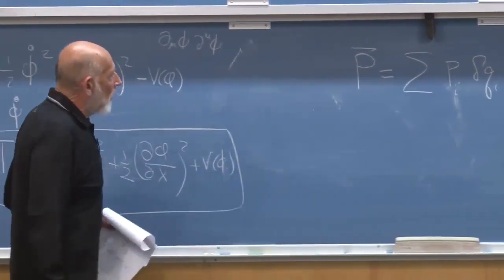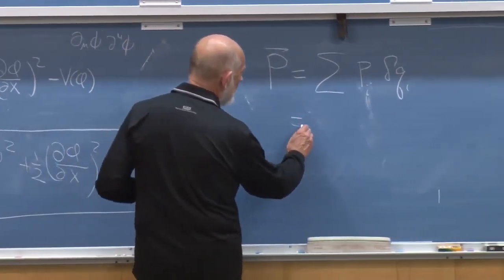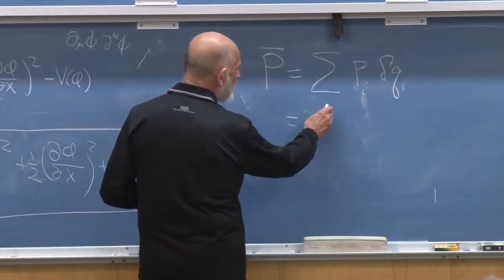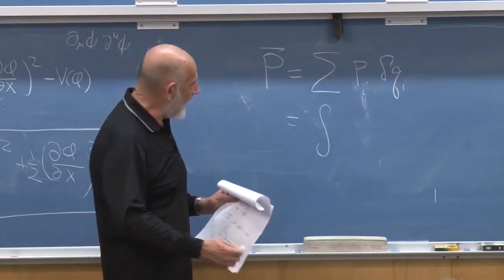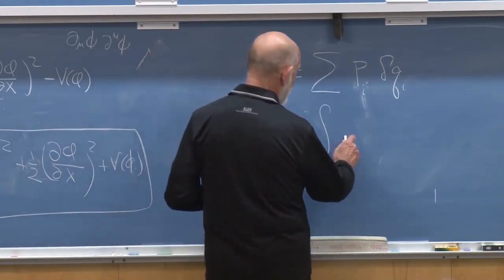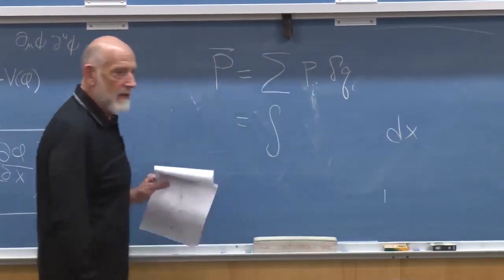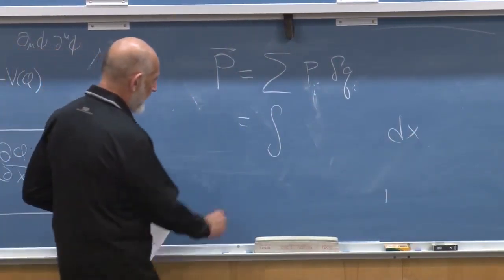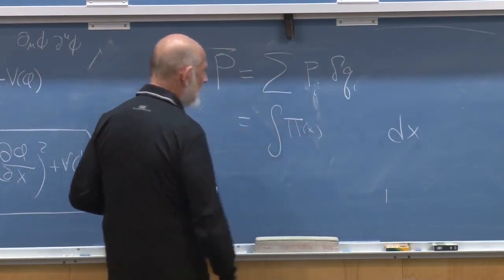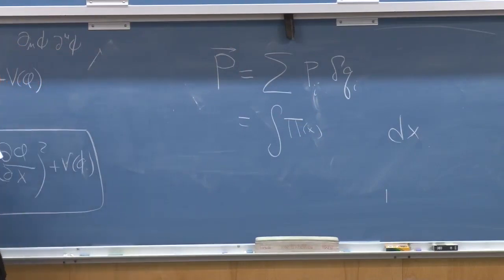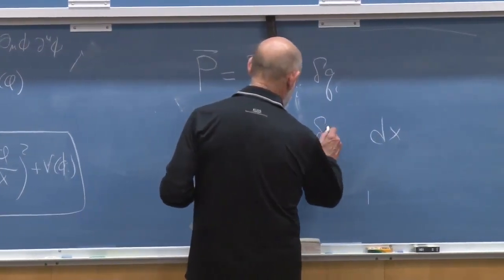All right, now we can guess what the form of the answer is going to be. The sum is going to be replaced by an integral. I is replaced by x. So this is going to be an integral over x of P, well, that's just pi, pi of x, the canonical momentum conjugate to phi. And then we have to figure out what delta phi is.